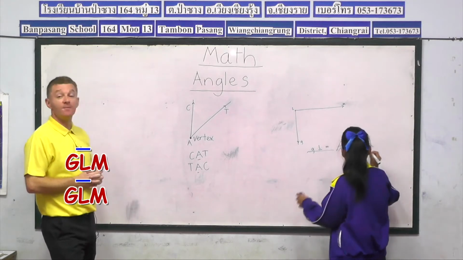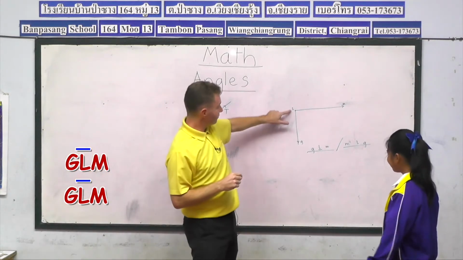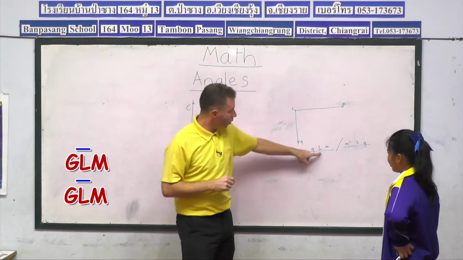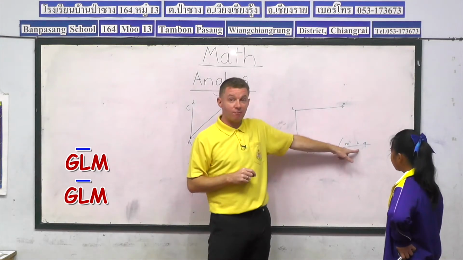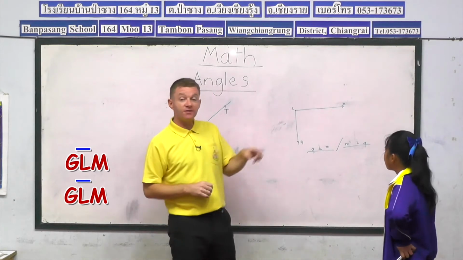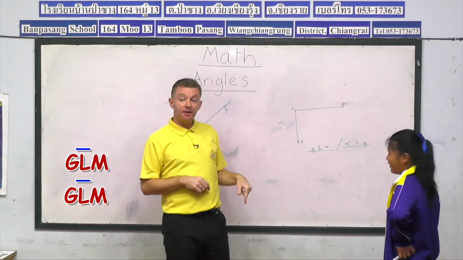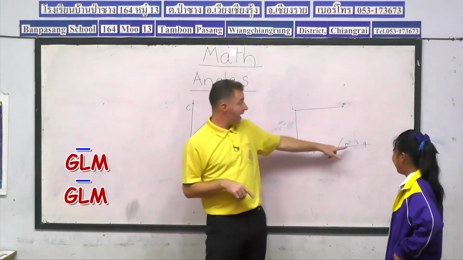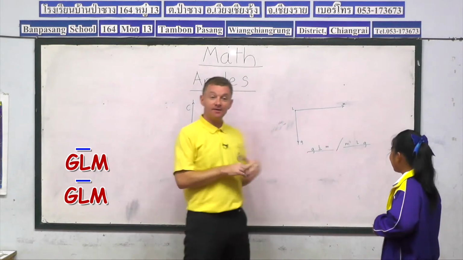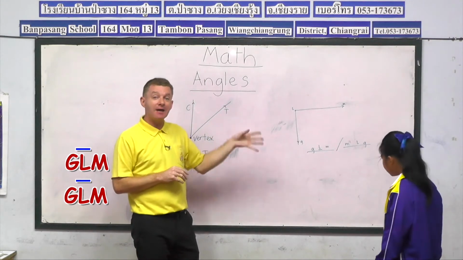MLG. Perfect. You see, Lakau has correctly remembered that the vertex reference must always be the middle reference in the angle name. But we can go both ways. So all together, guys, we have GLM, or if we go the other way, MLG. And that's how we can create and name angles.